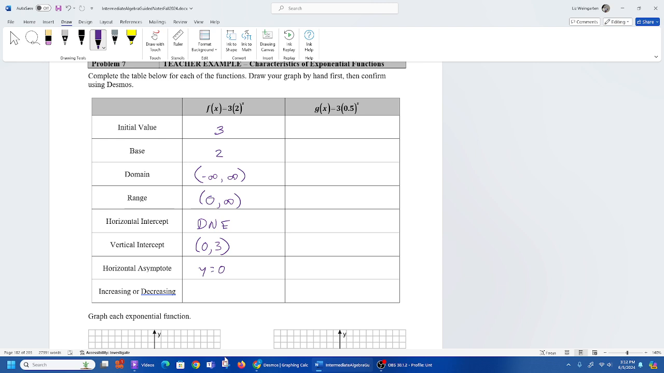Is it increasing or decreasing? If the base is greater than 1, it's increasing. 2 is bigger than 1, so this guy is increasing.